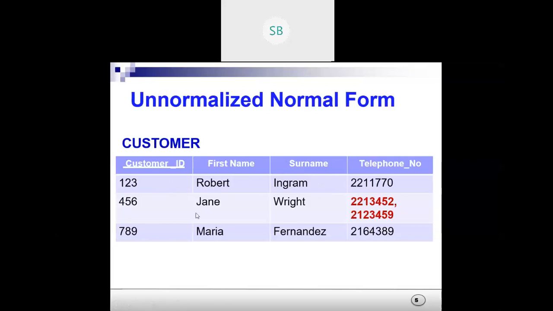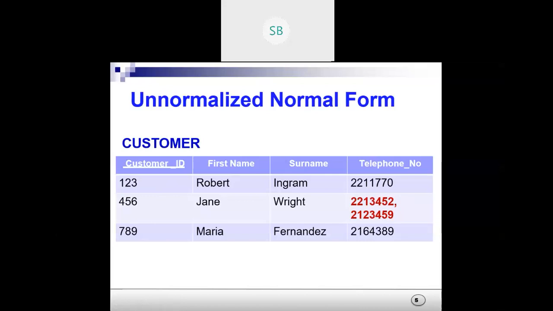But if you go to customer 2, that is customer ID 453, you see there are 2 phone numbers. So 2 phone numbers are stored in a single row. This is not possible in case of normalization. That is why it is an unnormalized table, since it is storing two values in a single cell.